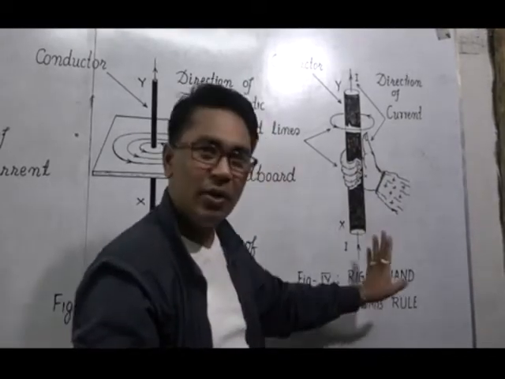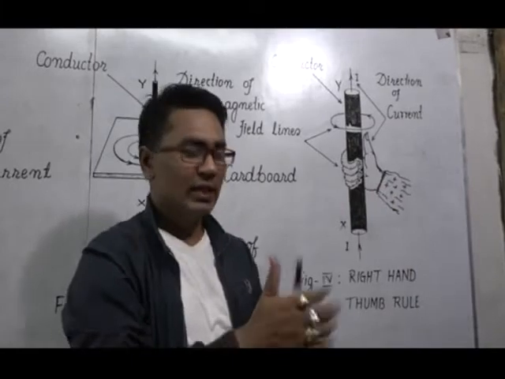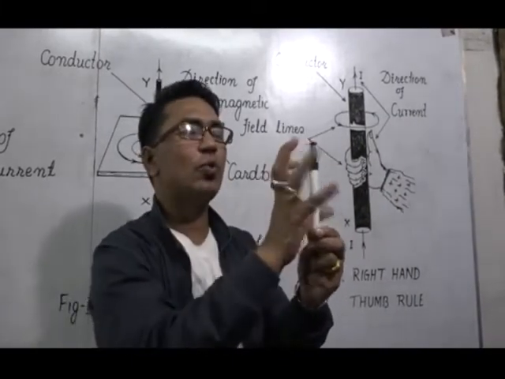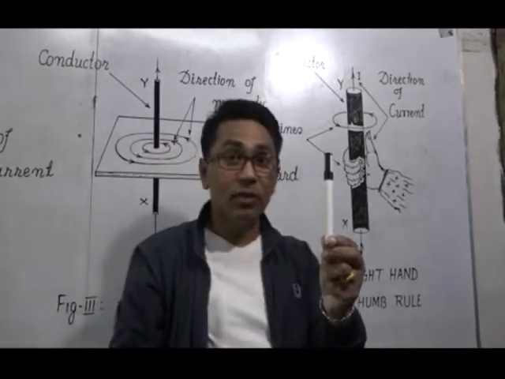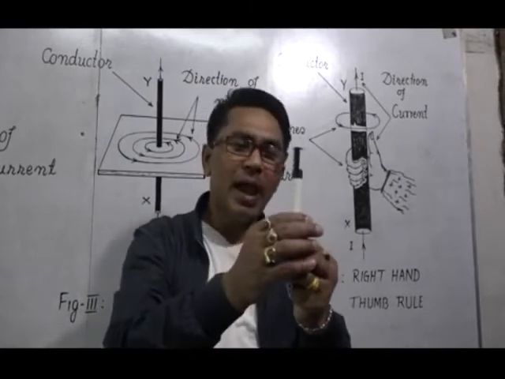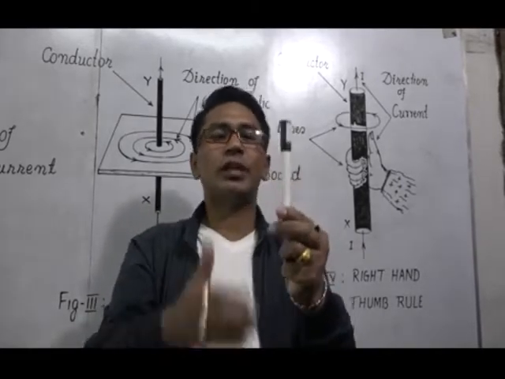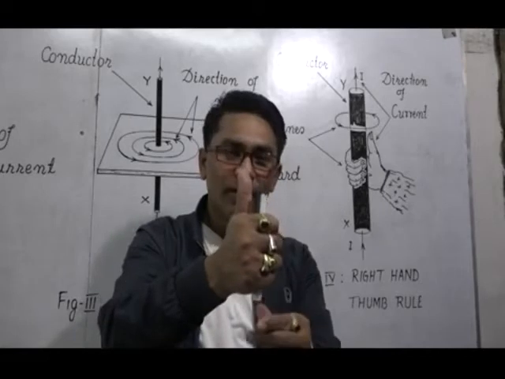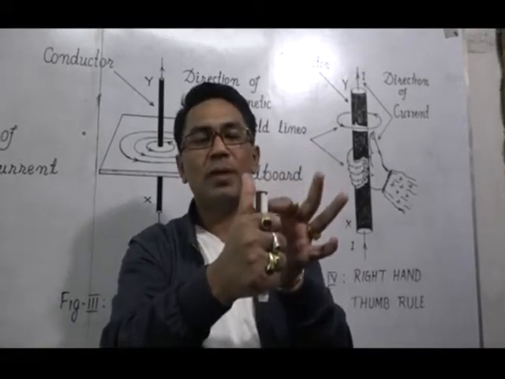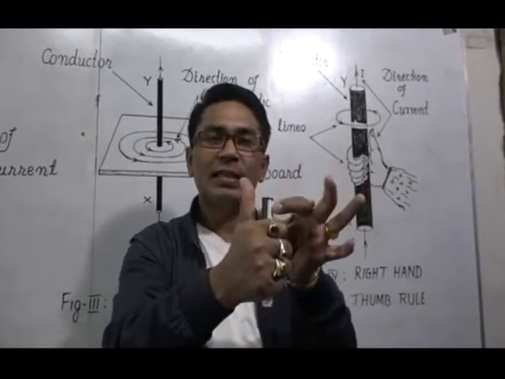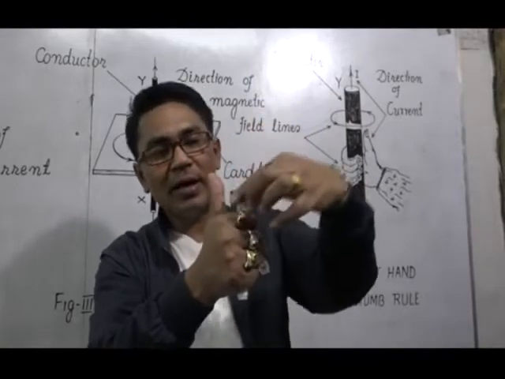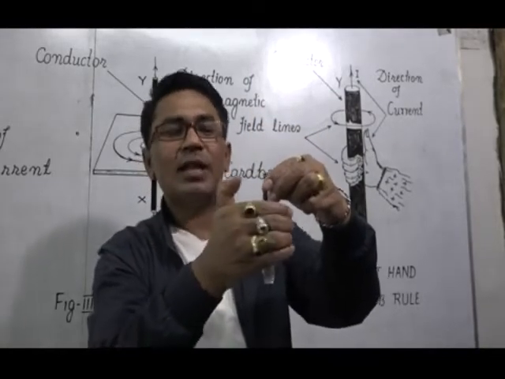Straight conductor, the magnetic field rule. The thumb should be pointed, should be directed along the direction of current in the conductor. Conductor, current direction, thumb.